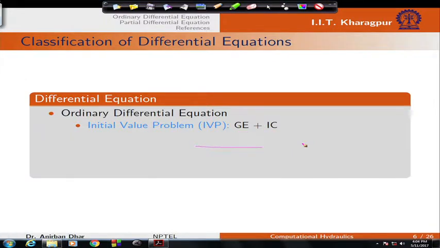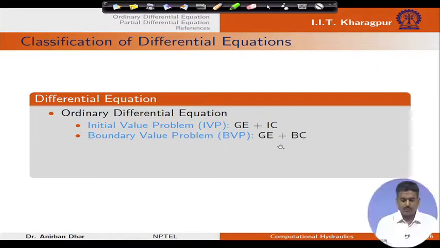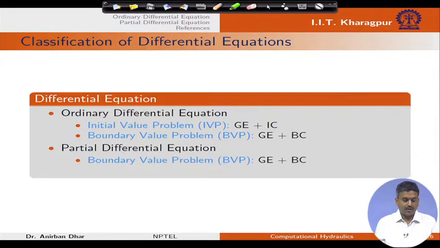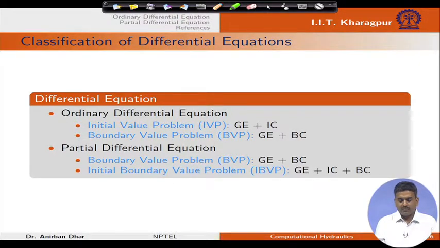Next type is boundary value problem. In this one, we need governing equation plus boundary condition. Now, if we talk about partial differential equation, then the types are boundary value problem, where we need governing equation and boundary condition, and initial boundary value problem or IBVP, where we need governing equation, initial condition and boundary condition.